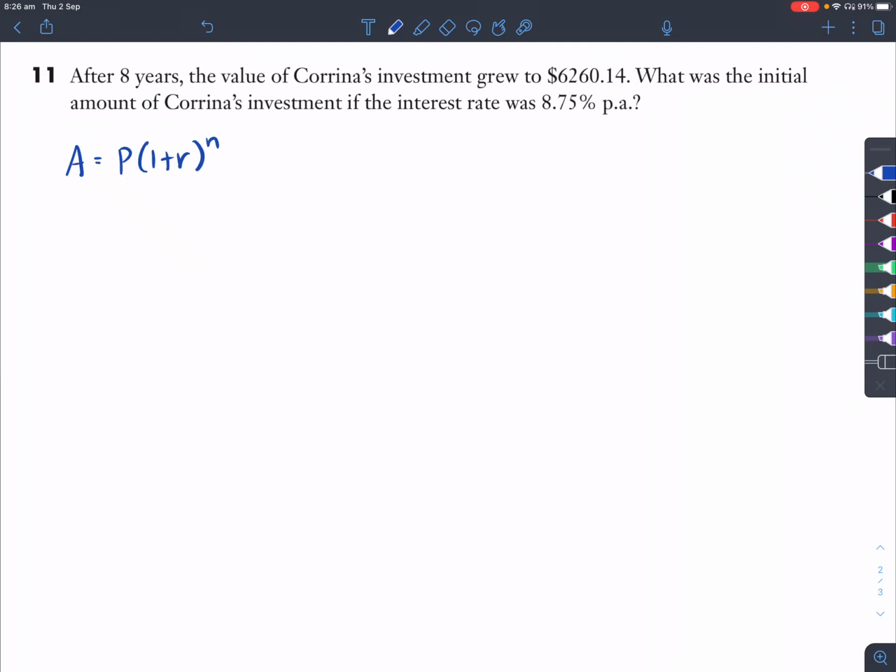It grew to this amount. That's the final amount that it would be at, so that would be my A value. So I'm going to replace A by $6,260.14. The present value, which is also what you call the initial amount or the principal, is P in this case, so we don't know that. And then 1 plus R, our rate in this case is 8.75% per annum. If you divide it by 100, you get 0.0875 right there. And we raise this to the power of N, N representing the number of years, that is the power of 8.